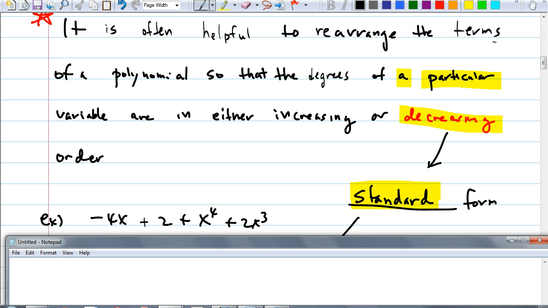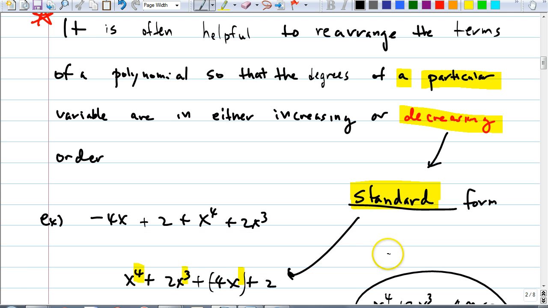Addition sign, right? So in this case, do we need to change anything to addition? No, everything is in addition, right? Dana, what do you think I should write this as? X to the fourth plus 2x to the third plus negative 4x plus 2. Yeah, I actually left it as addition, but you're right.